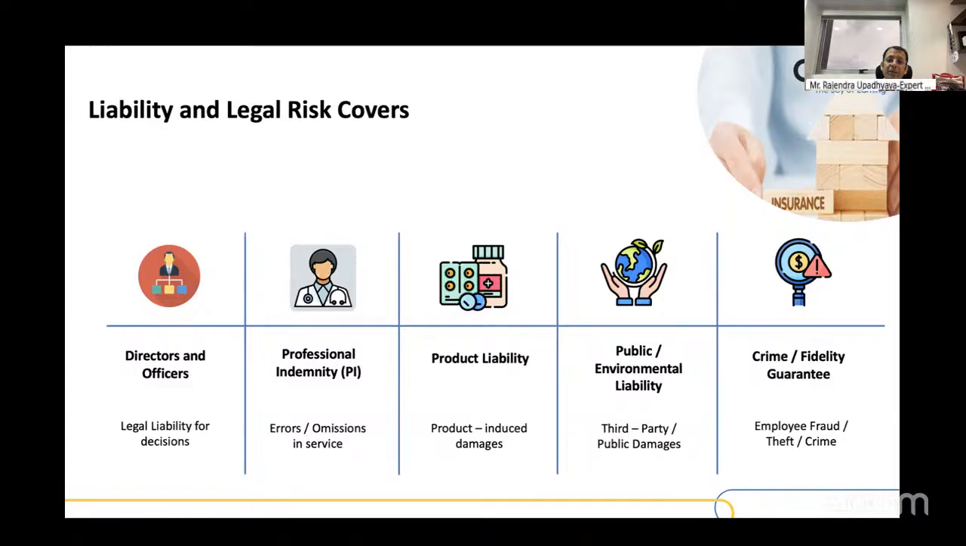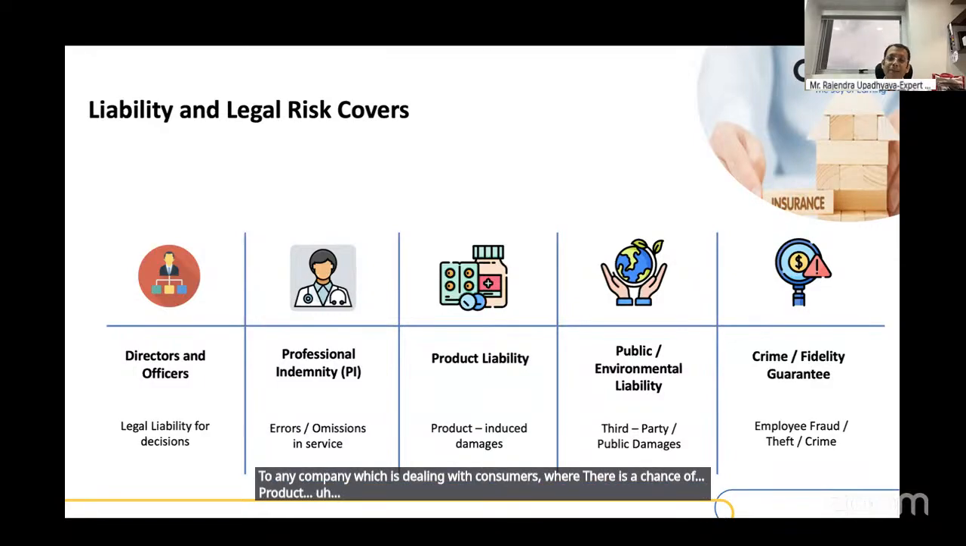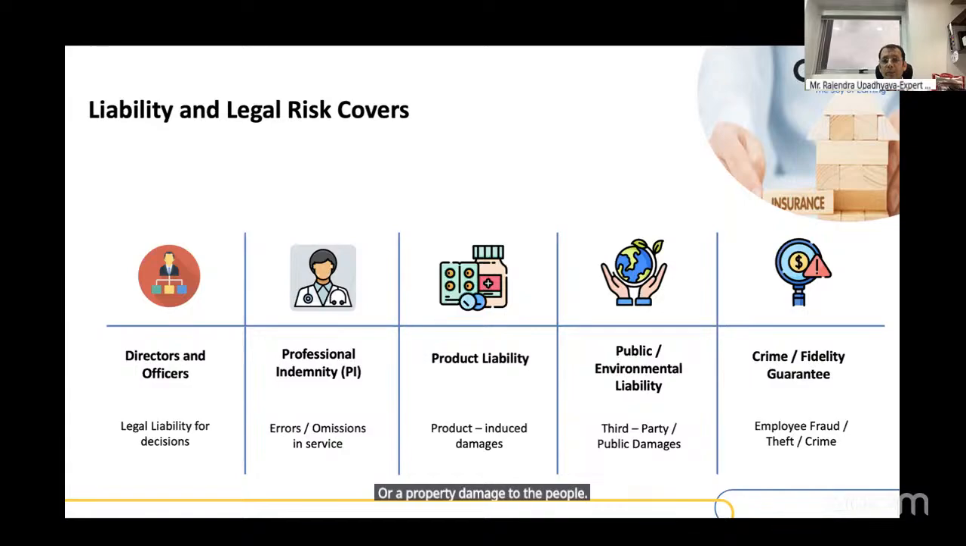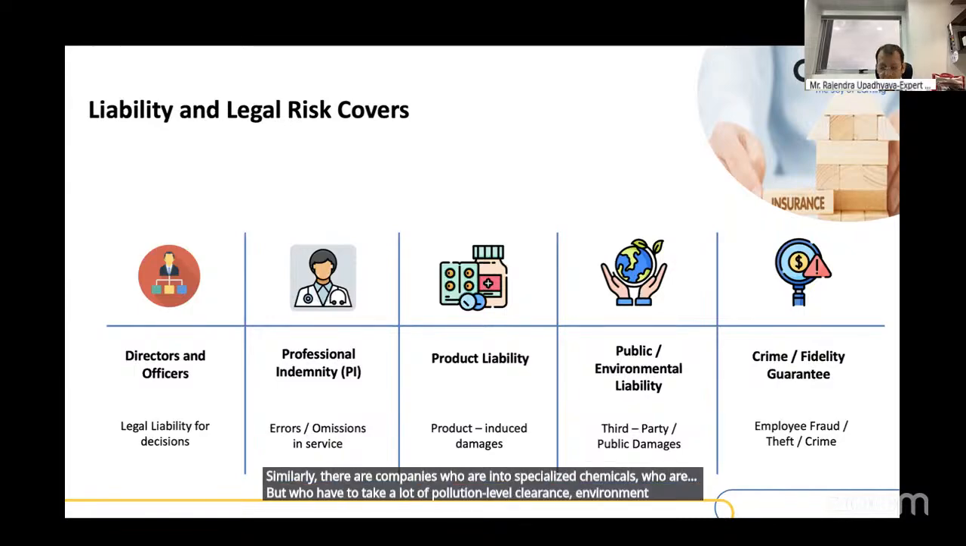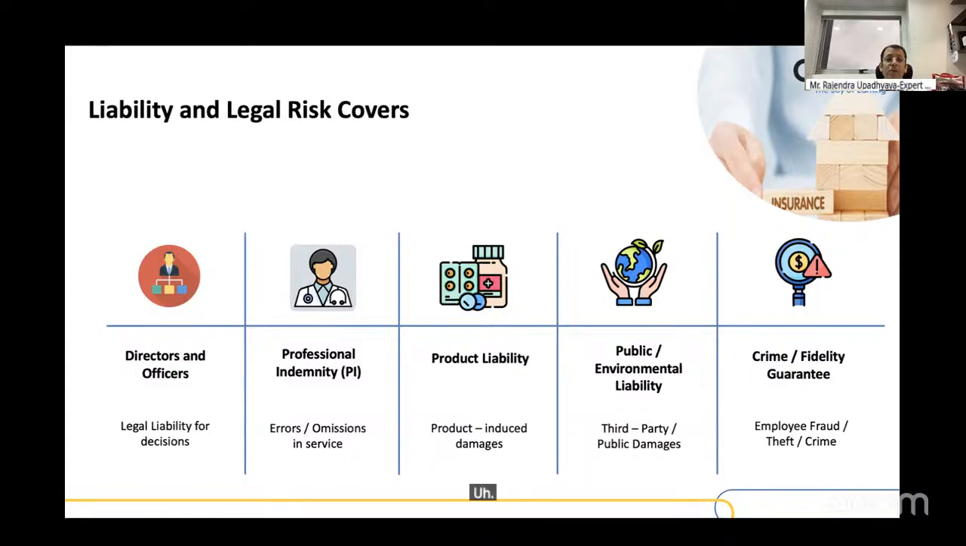It can be for a cosmetic company, a car company, a pharma company, to any company which is dealing with consumers where there is a chance of a product not working as intended and leading to any sort of bodily injury or property damage to the people who are consuming. Similarly, there are companies who are into specialized chemicals, who have to take a lot of pollution level clearance, environmental clearance. And if at all something goes against their plan, there can be huge liabilities coming on them. And here, such policies also come into the picture.